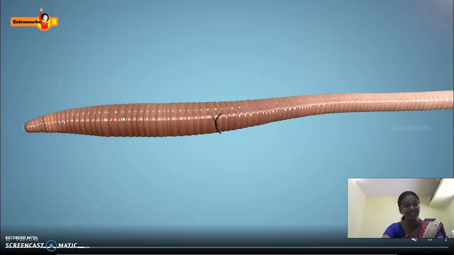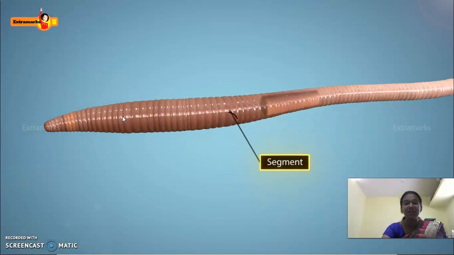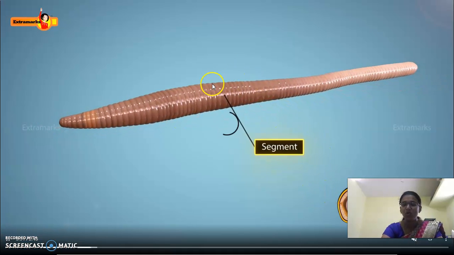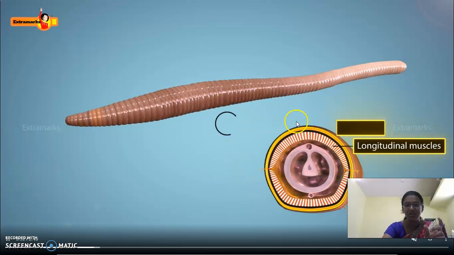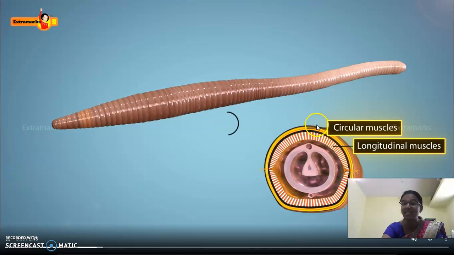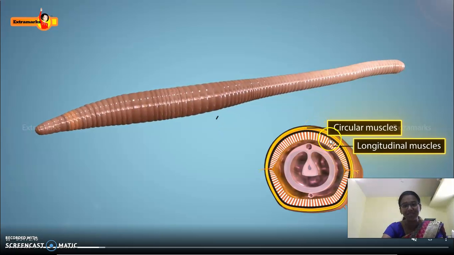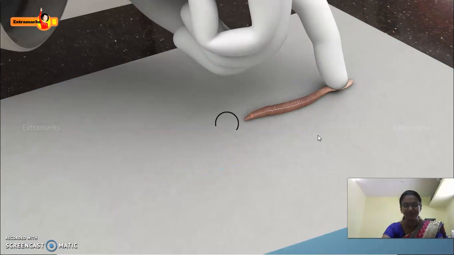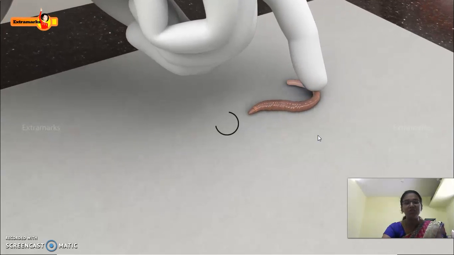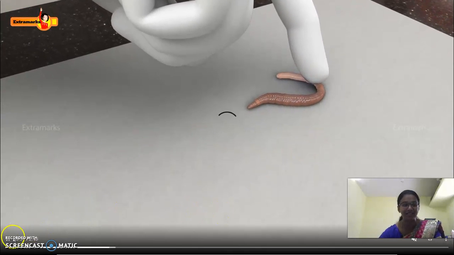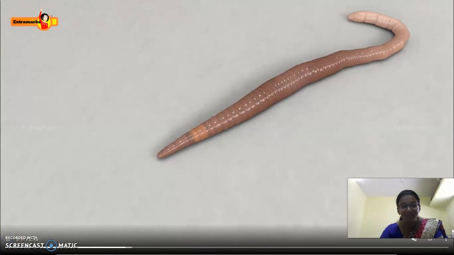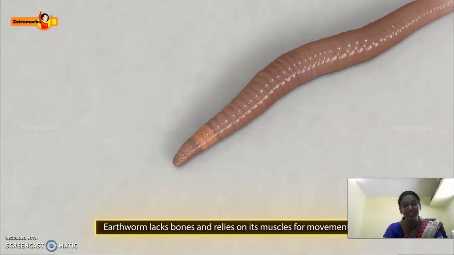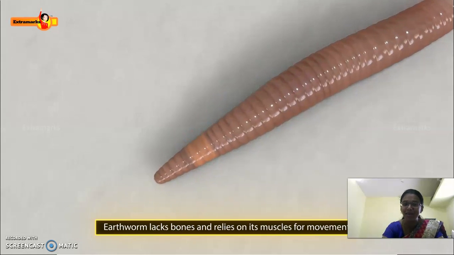Look at its body structure, how it is. It is like rounded rings which are attached together. They have separate segments. They have longitudinal muscles and then circular muscles, which help in the movement, that is, locomotion from one place to the other. When we place our hands on the earthworm and touch it, we are not able to feel the presence of bones. Earthworm does not have any bones, it has only muscles.